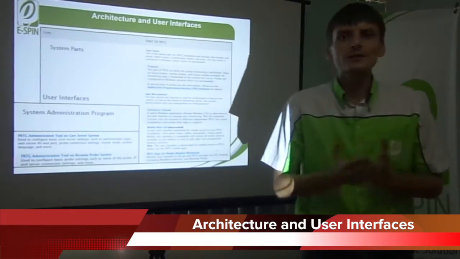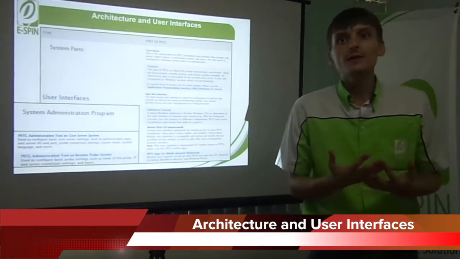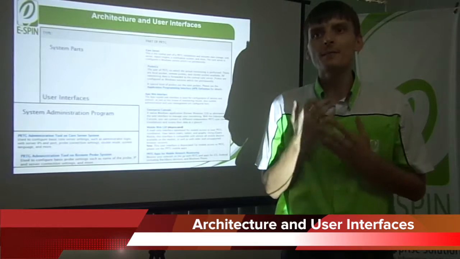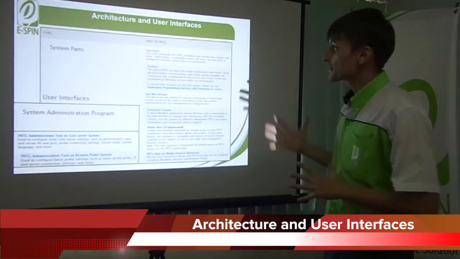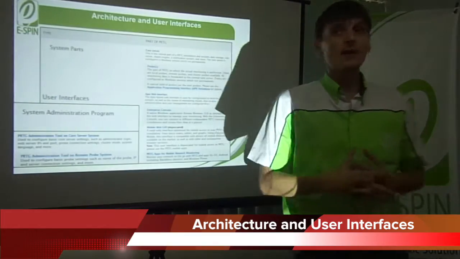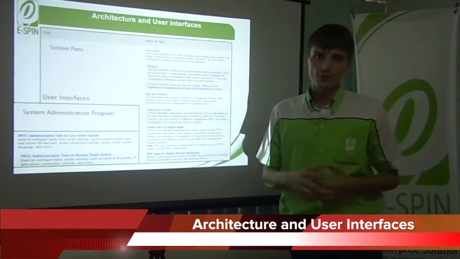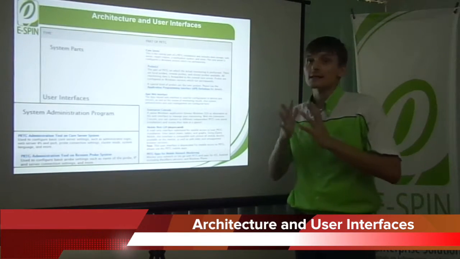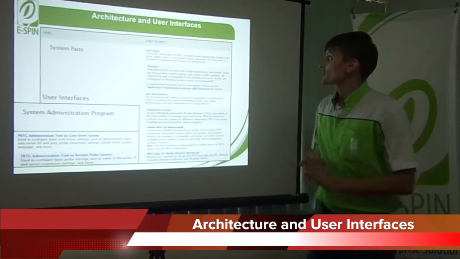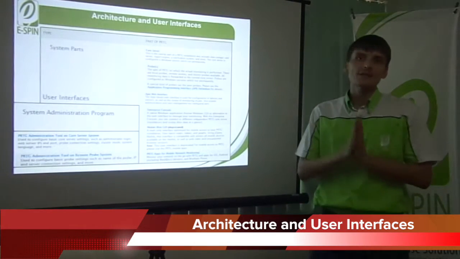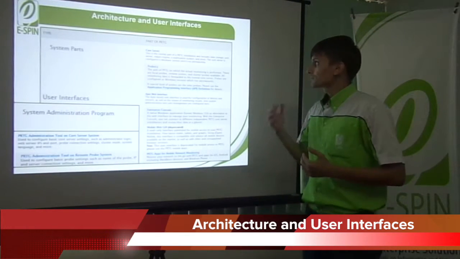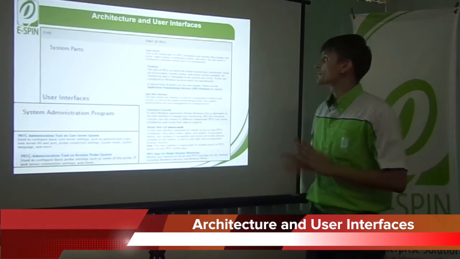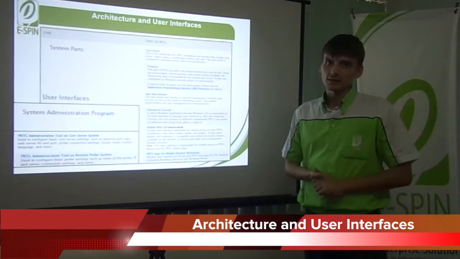PRTG Network Monitor consists of different parts and can be divided into three main categories: the system parts, user interfaces and the system administration program. The system parts: first, the core server. This is the central part of the PRTG installation and includes data storage, web server, report engine, notification system and more. The core server is configured as a Windows service which runs permanently.